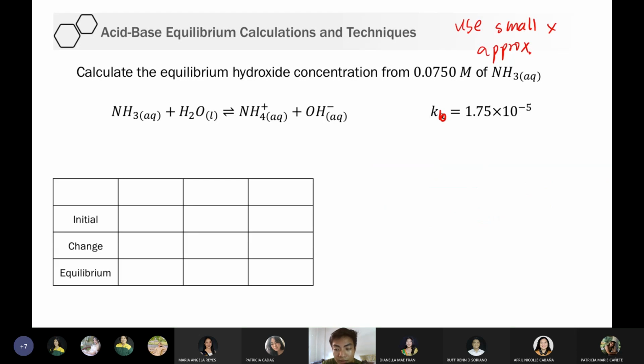So yan, alam natin we can use the small x approximation. Ano susunod mong gagawin? The usual. Fill out mo yung ice table, sulat mo yung K expression. Fill out natin yung ice table. We have NH3, NH4+, OH-. Initial concentration ng ammonia 0.075. Walang sinabi about the others. So 0 sila. So since 0 sila, positive sila. Negative ito. And at equilibrium, combine I and C.